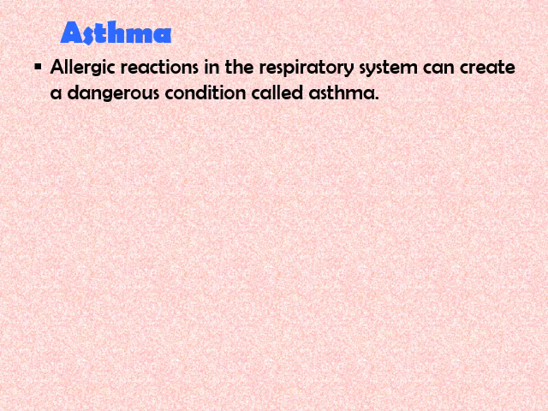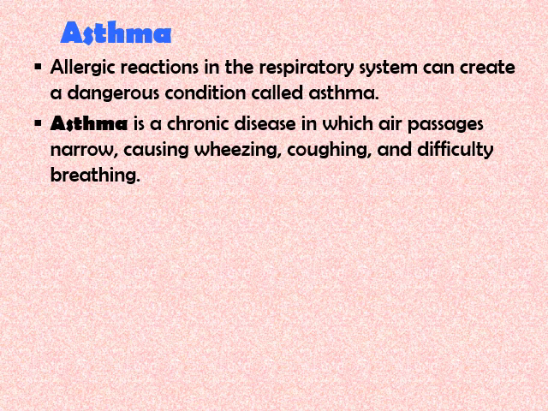With that being said, let's now turn our attention to the second problem related to overreaction of the immune system. It is asthma. What is asthma? Allergic reactions in the respiratory system can create a dangerous condition called asthma. Asthma is a chronic disease in which air passages narrow, causing wheezing, coughing, and difficulty breathing.